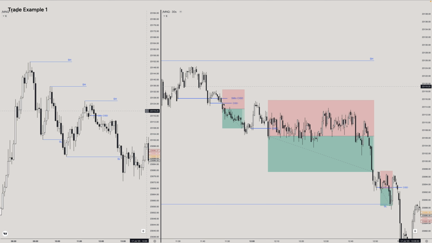We wait until this bearish candle closes below. As soon as this bearish candle closes below our CISD line, that is our cue to enter the trade. We enter the trade right away. I usually use a market order because it goes so fast. So we market into the trade.